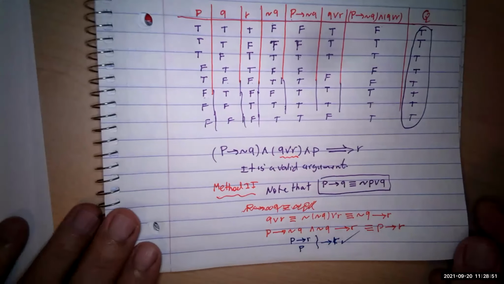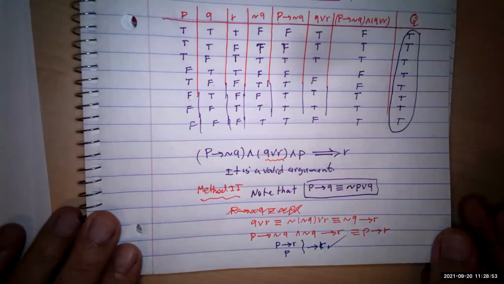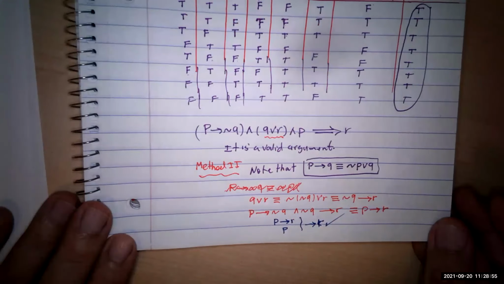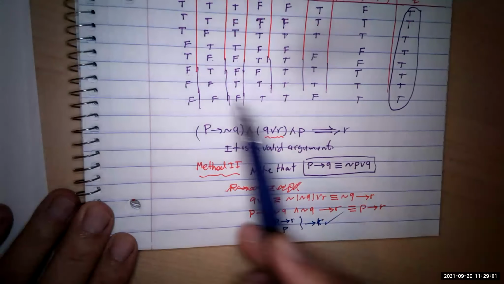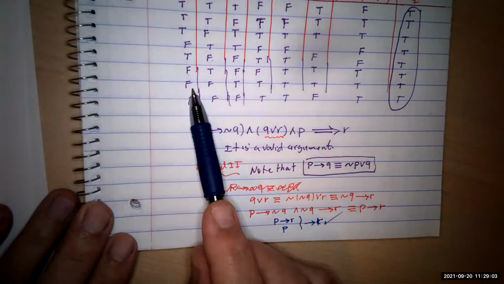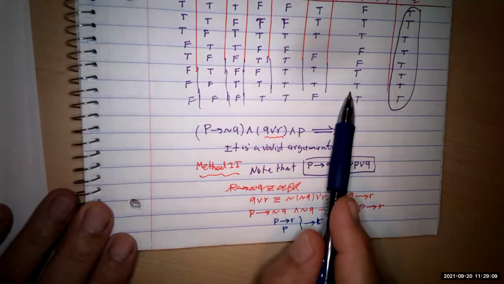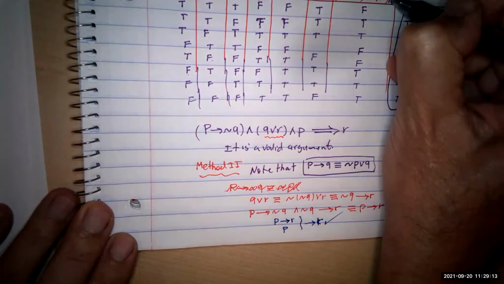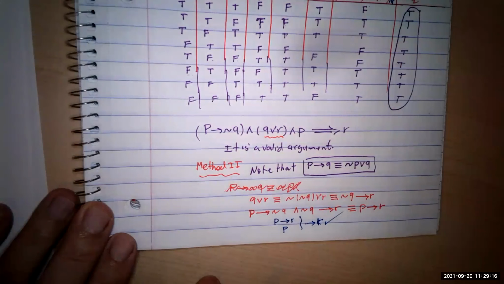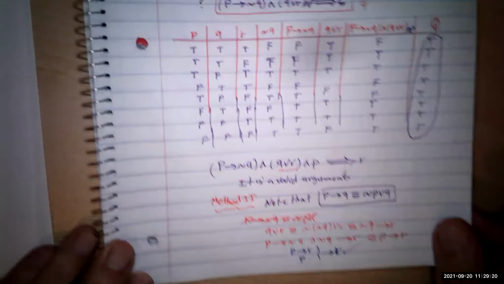Any question? I have a quick question. In the truth tables, in the second to last column, for P implies not Q and Q or R, there is a P also here. Oh, there's also a P. Yeah, I missed that P. Okay, thank you.